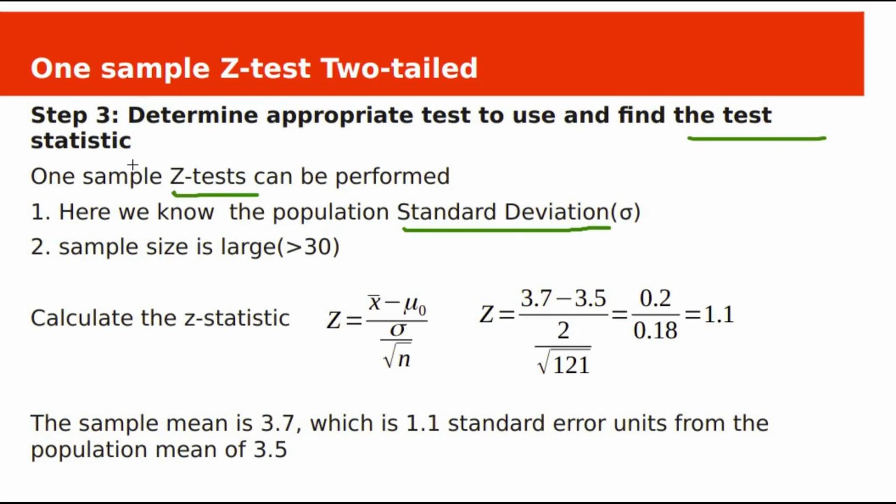Now calculate the test statistic. Z statistic equals x bar minus mu naught divided by sigma by square root n. X bar is 3.7 and mu naught is 3.5. The difference is 0.2 and the standard error, 2 by square root 121, is 0.18. Now our test statistic is 1.1. This means the sample mean 3.7 is 1.1 standard error units from the population mean 3.5.